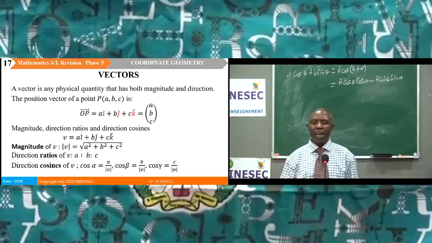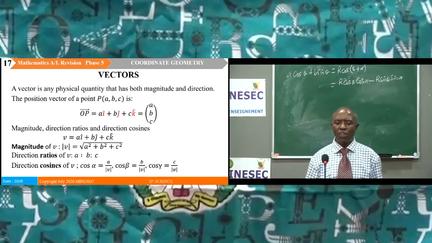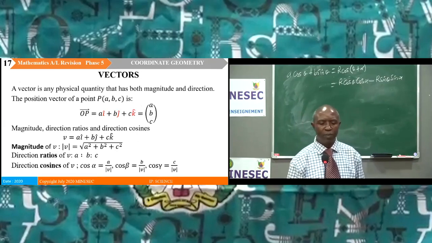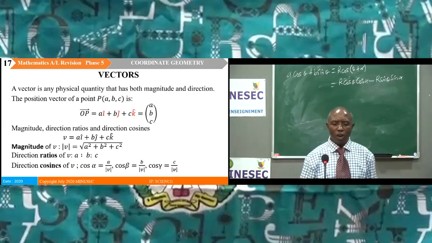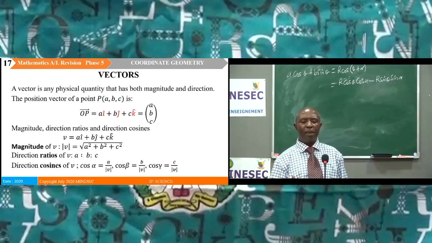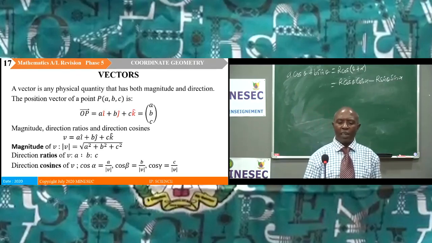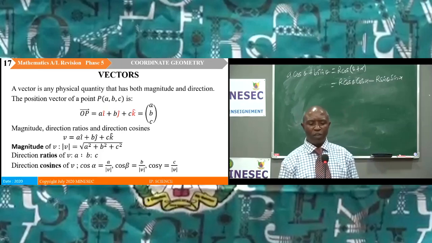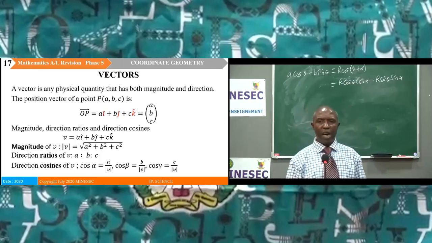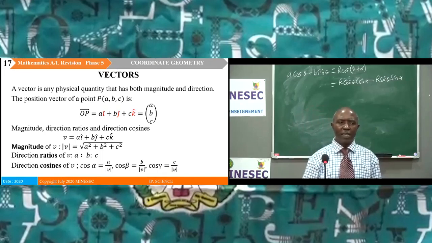Vectors. A vector is any physical quantity that has both magnitude and direction. The position vector of a point P(a, b, c) is OP equal to that, as you see on your screen. Now we are dealing with vectors in three dimensions.